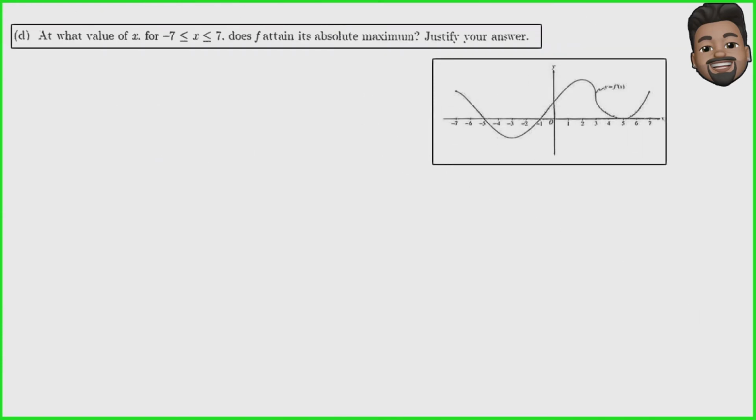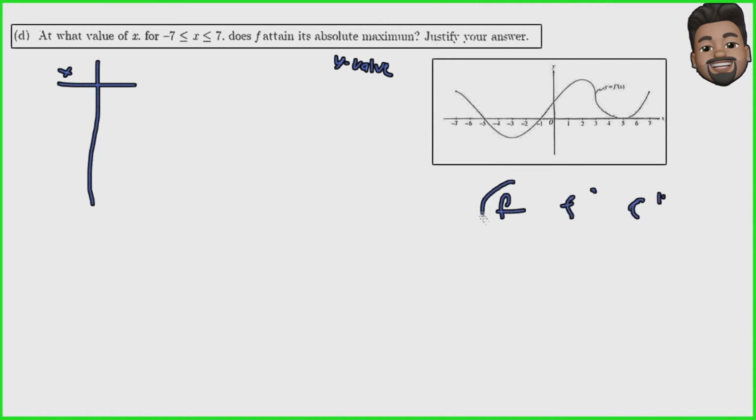Okay. Answering part D is a little bit more complicated than what they usually would do. We need to find the absolute maximum, which means we need to check our endpoints. Absolute maximum means the biggest y value, right? That's all it means. And it's talking about f. So we get f, f prime, f double prime. We are referring to f here, which is a little bit of an issue, which I'll talk about in a second. I'm going to put -7. I'm going to put 7 here, and we need to check our endpoints.